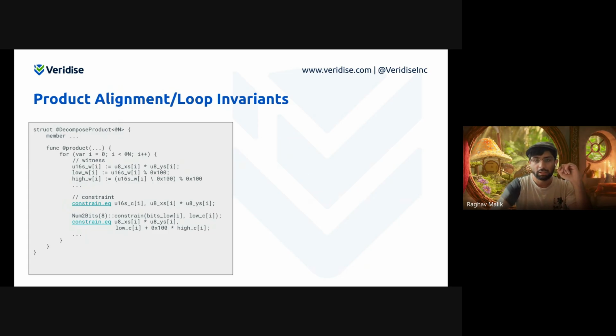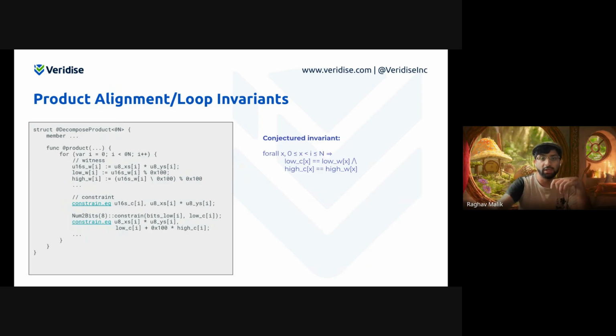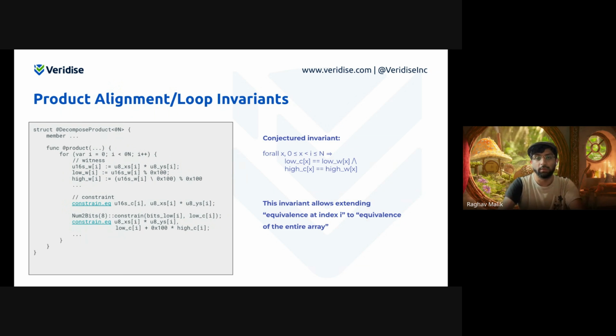Based on that, we can conjecture an invariant that basically says that the high and the low arrays are equivalent up to the current iteration. And then we can use that invariant to extend the pointwise equivalence that we proved before into equivalence across the entire array. Now, again, this works because the size of the array, or the bounds of the array, are exactly the bounds of the loop. And so the piece of the array that the loop proves equivalence for is the entire array. So the invariant that we get is strong enough to show the thing that we care about.